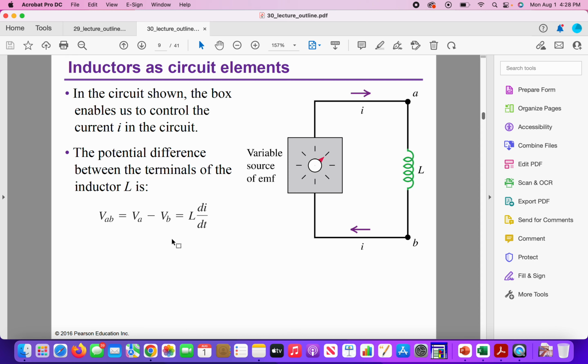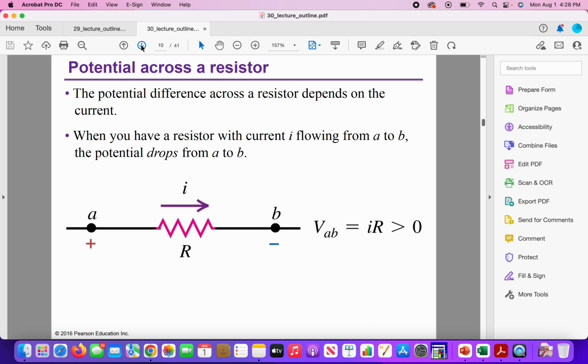Then the current here should actually change. If it is constant, nothing will happen. Now we're going to compare the difference between having a resistor and an inductor.